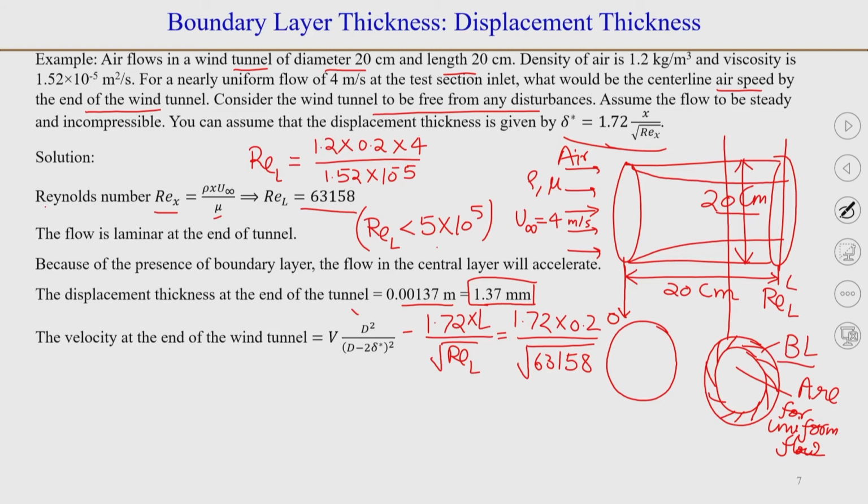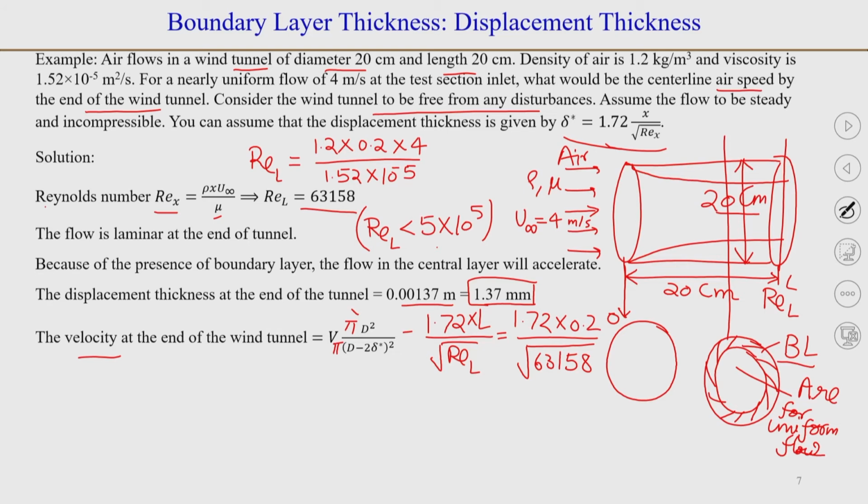Now, we can calculate what is the area at the end of the wind tunnel and use A1 V1 equal to A2 V2 to find the velocity at the end of wind tunnel. So, that will be V into pi d squared, which is A1 V1, which is not the mass, but volumetric flow rate at the entry. So, V, which is 4 meters per second, into pi d squared divided by pi (d minus 2 delta) squared.